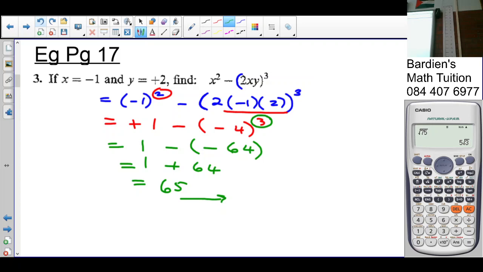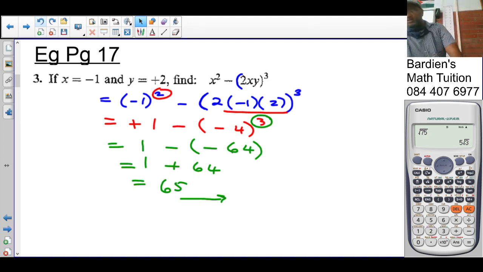Okay. Why are you throwing the calculators around? Don't forget, we're not supposed to be using a calculator.